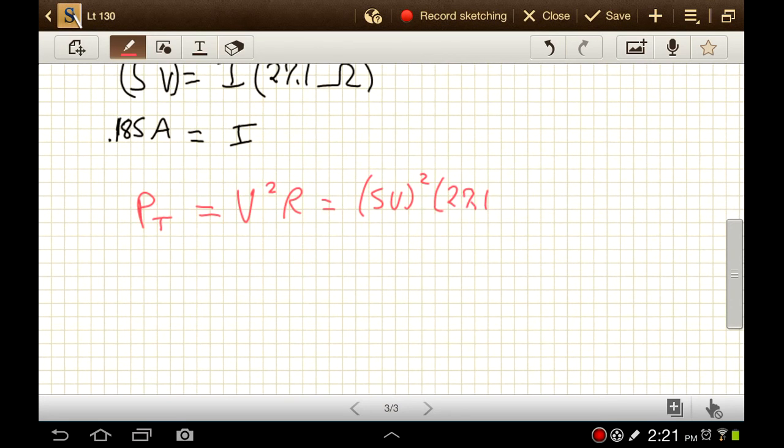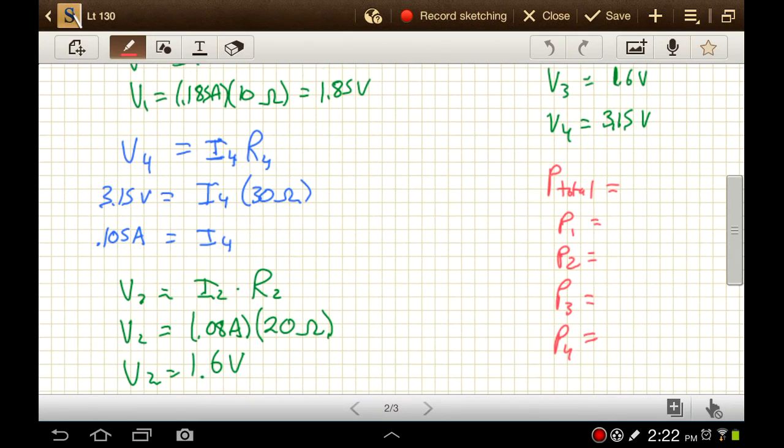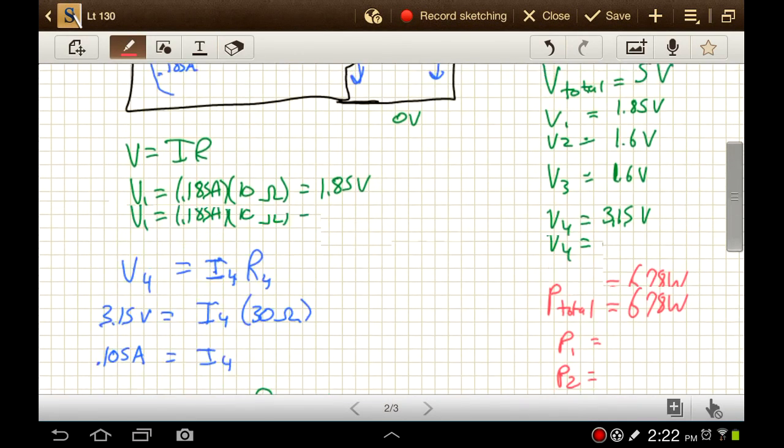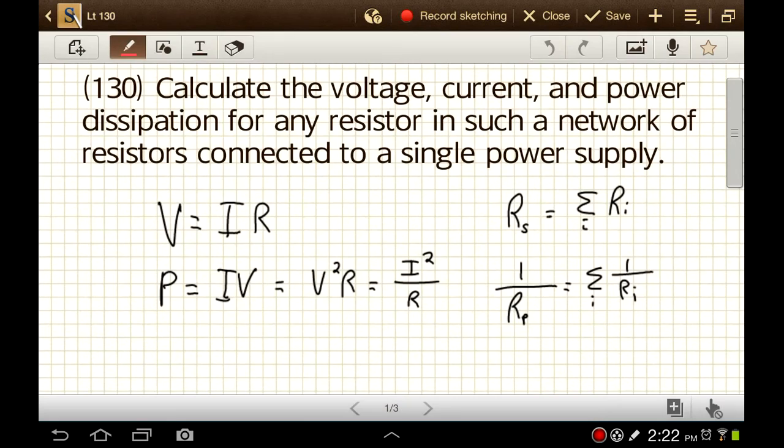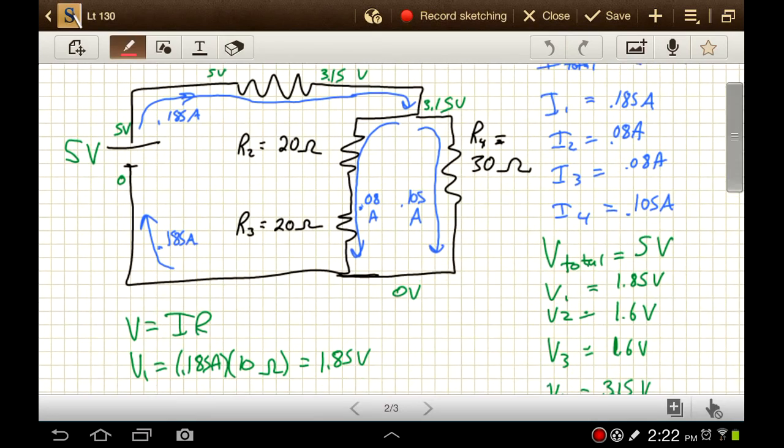And so the overall power is going to be 5 squared is 25 times 27.1 gives us 678 watts. So that's the total. Okay, and then another form of that equation that we can use here is current times voltage. So if we just look at each of these currents and multiply by the voltages, we should be able to get the powers pretty quick.